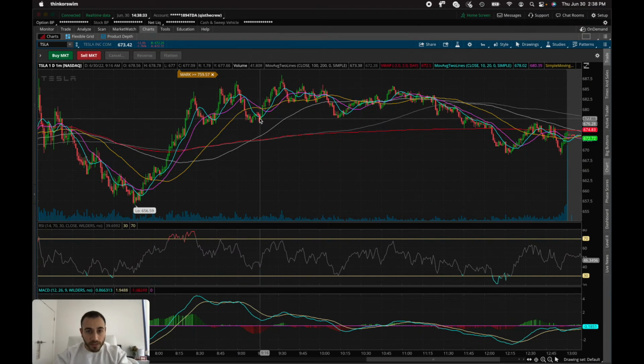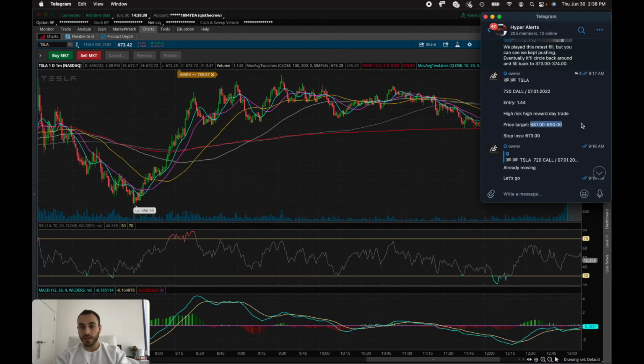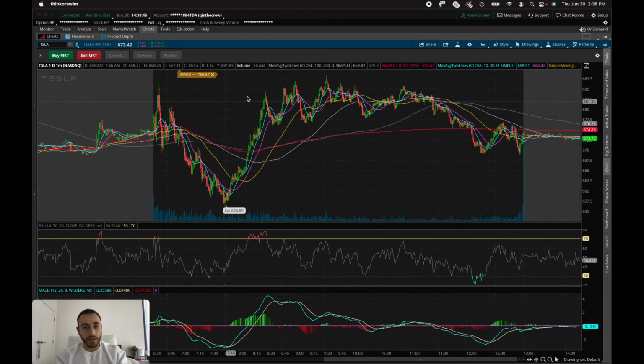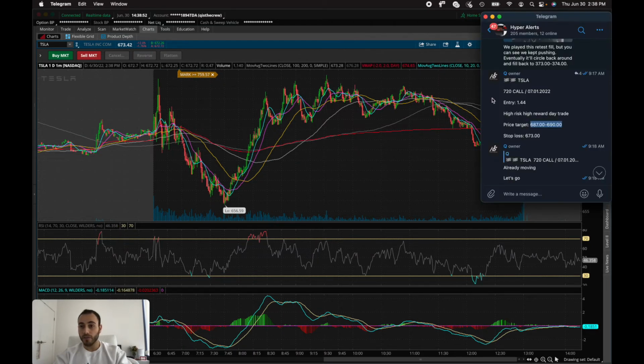As soon as we saw this candle move up, we took on the setup and we were able to capitalize. And notice our price target was 687 to 690. How did we get this price target? We used high of day. So the high of day was obviously going to be a point of resistance. It always is. Therefore, we use high of day as our price target, and we were able to cover profits at our price target of 687 to 690.